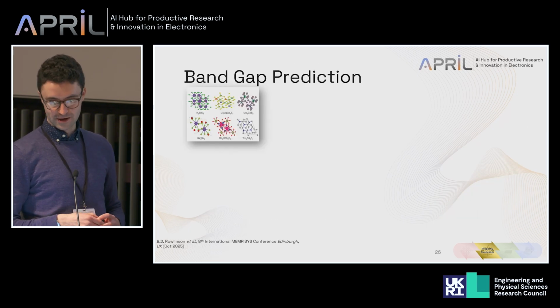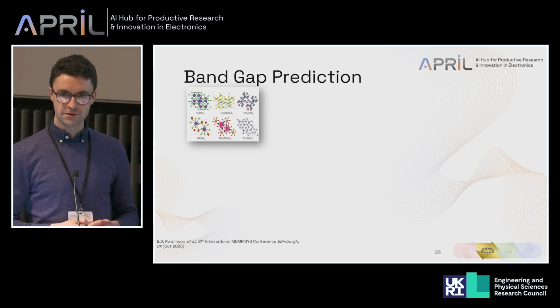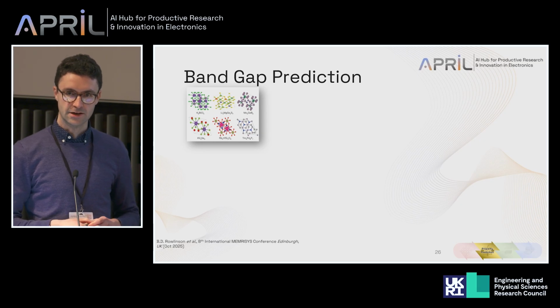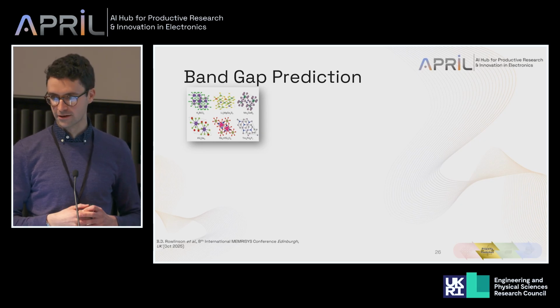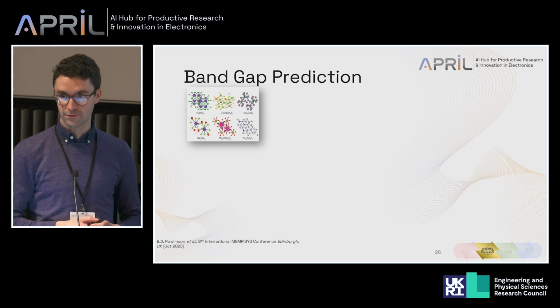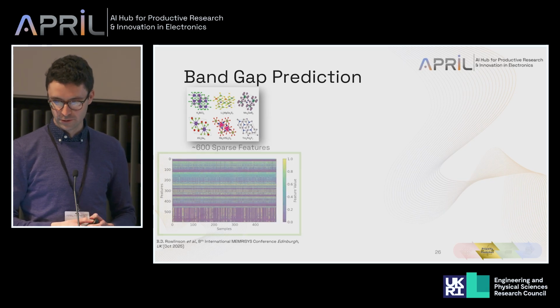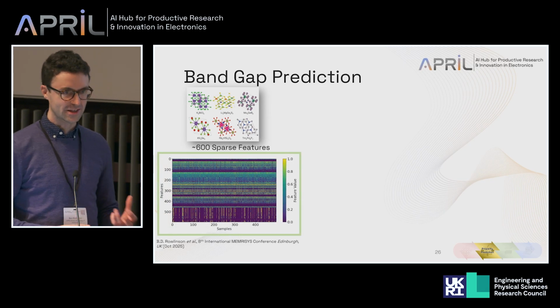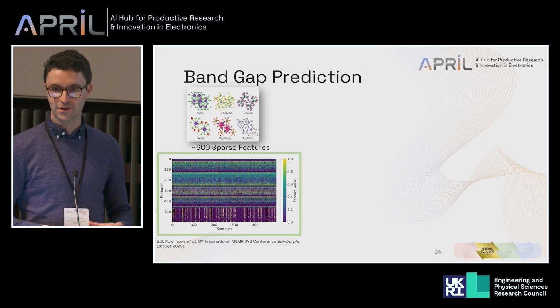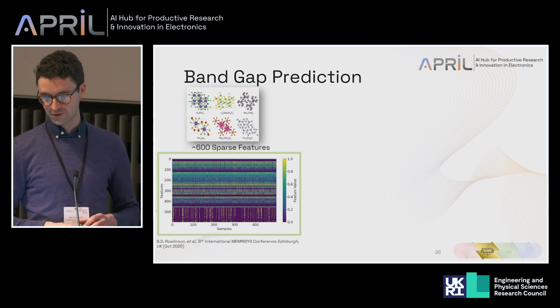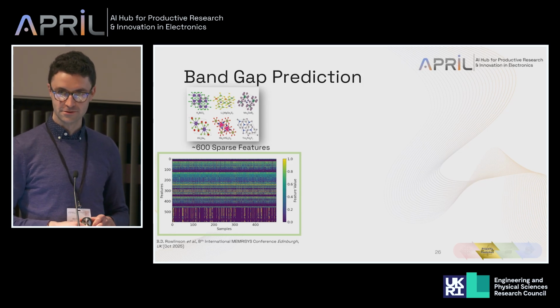So the way we train these models is we actually used a corpus of literature extracted experimental band gap measurements, which is really interesting because it's kind of farming the data from the literature corpus. So all of these are experimental values, which I think is kind of a key novelty here.